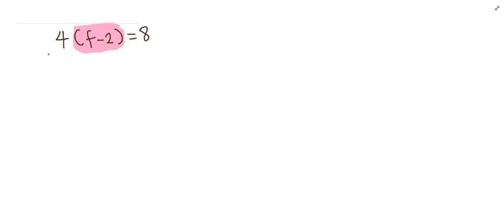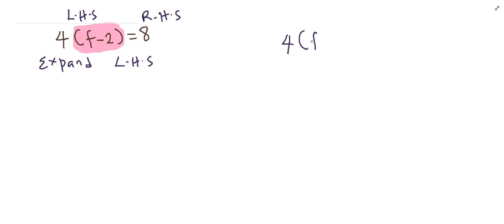So let's expand the left hand side. This is the left hand side and this is the right hand side. On the right hand side we just have 8. So let's expand it, and expanding it simply means, please take a look at this point, 4 times f minus 2 is equal to 8. It simply means using this 4 to distribute inside the bracket. So let's do that.